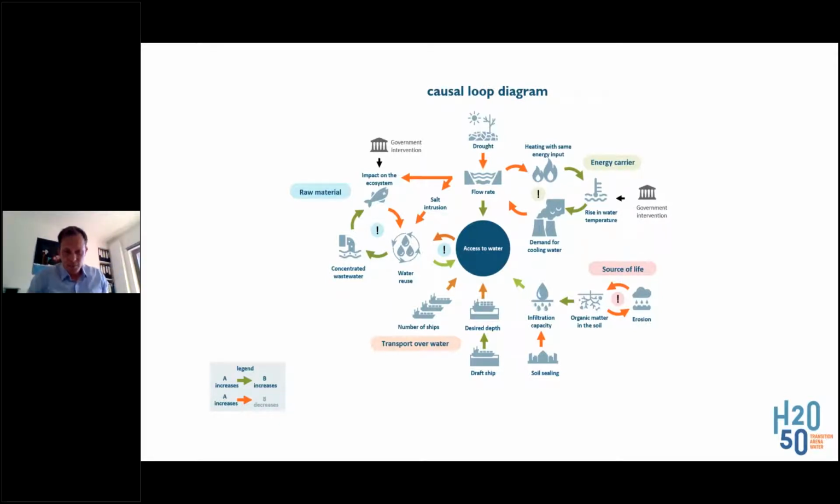So by this simplified diagram, you see how strong the interconnections are within these different systems, that you are dealing with not a complex problem, but a wicked problem.